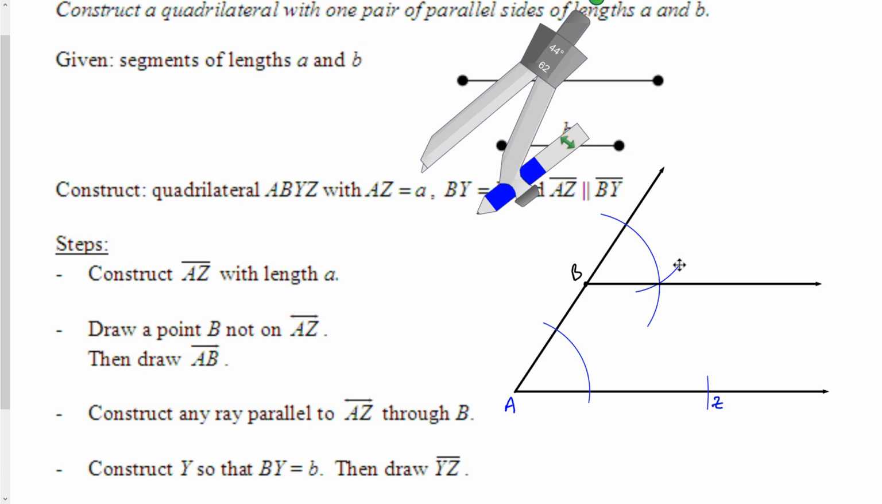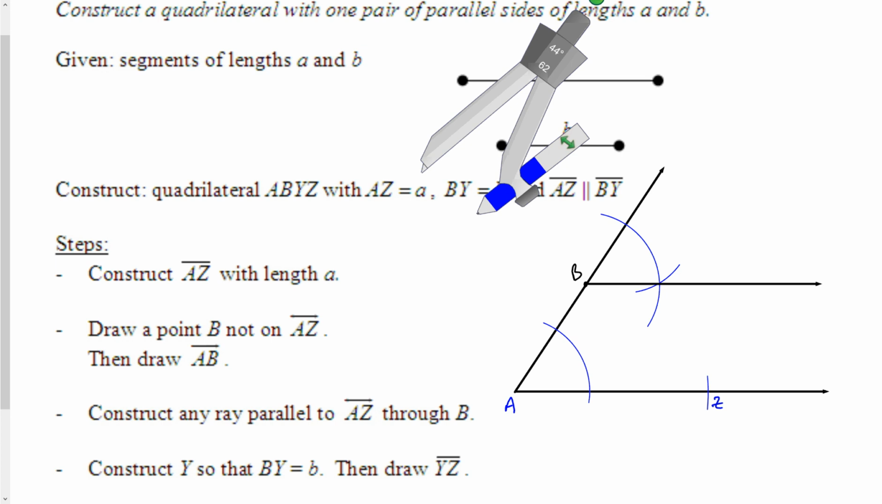Now this is not perfect for me, so I can adjust it because of the computer only letting me use certain settings. So now we've got our two parallel lines. Last thing to do is finish off the quadrilateral by constructing the fourth side.